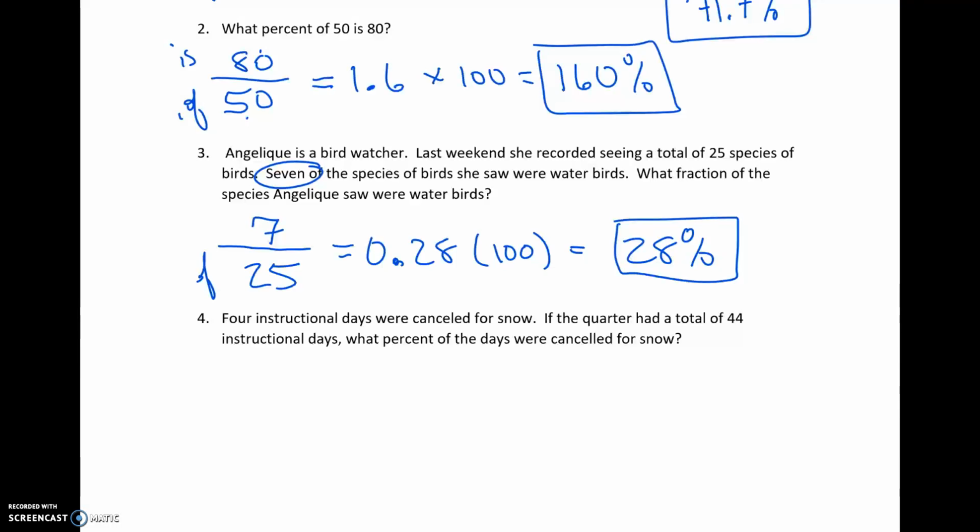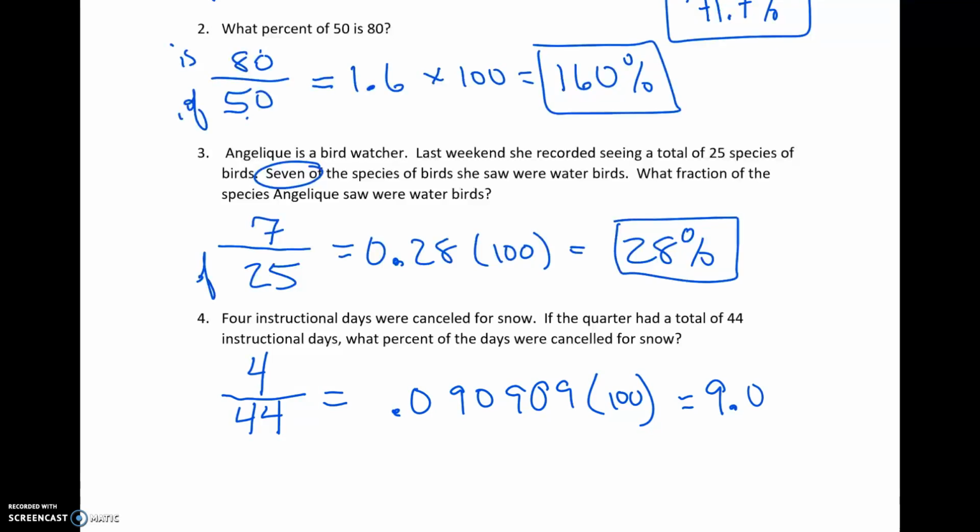On the last one, it says 4 instructional days were canceled for snow. If a quarter had 44 instructional days, what percent were canceled for snow? Well, let's take a look. The total for the whole is 44 days. 4 were canceled for snow. So 4 out of 44. I'll divide it on a calculator, and that gives me 0.090909. So I'm going to multiply by 100, and that would give me 9.0909. If I'm rounding to the nearest tenth of a percent, I look one place to the right of the tenth, and that would round it up.